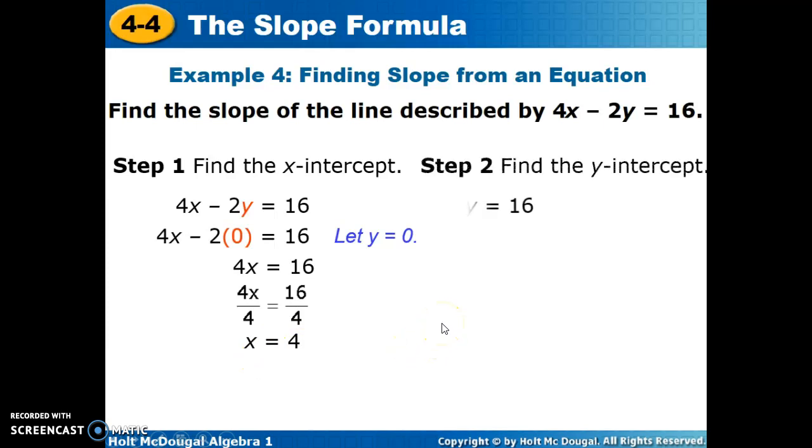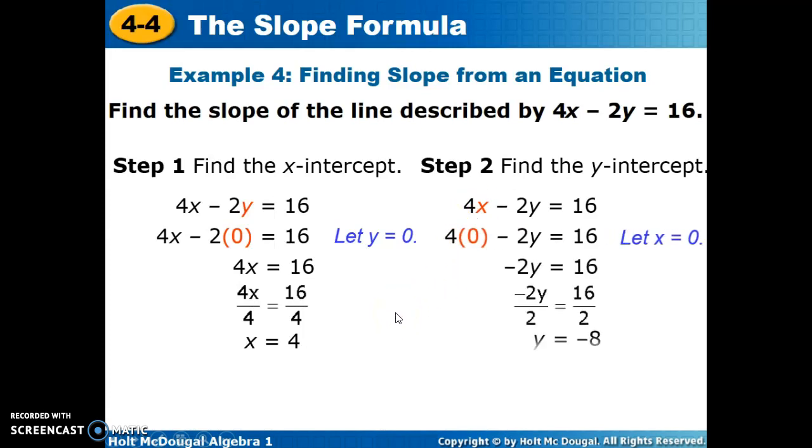We're going to find the y-intercept by doing something similarly. We're going to let the x value be 0. And we're going to calculate the y-intercept. When x is 0, this term cancels, and negative 2 times negative 8 is 16.